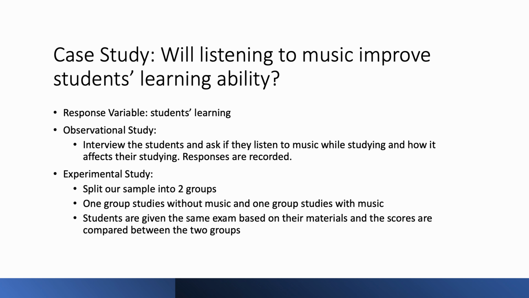If we wanted to do this as an experiment, however, we would split our sample into two groups. One group would study without music and one group would study with music. The students would be given the same exam based on the material, and then the scores would be compared between the two groups. So that is an example of how we could do this with an observational study and an experiment.